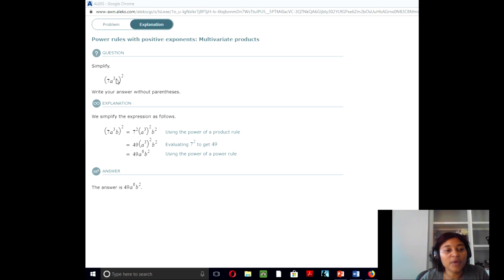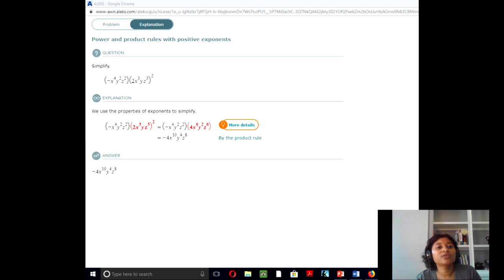And then here you have a 3 and a 2. And so you would multiply 3 times 2 there and get 6. And then for b, there's not an exponent there, but it's an understood 1. So you would say 2 times 1. And that will give you an exponent of 2. So the response is 49a with an exponent of 6, b with an exponent of 2.